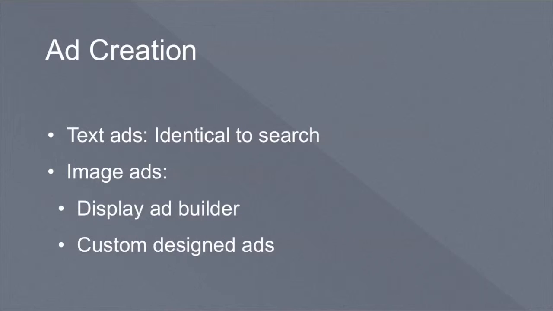So how can we create ads, and what kind of ads can we create? Well, we can create text ads to start with. Text ads are identical to our search ads. I'm not going to cover how to do that in this video. Go back to the ad creation videos and look at how to write a text ad in Google. We are going to look at image ads though, and there are two primary options for image ads. The display ad builder, which is an internal tool provided within AdWords, where Google will help you build ads automatically. Or we can get some custom designed ads.